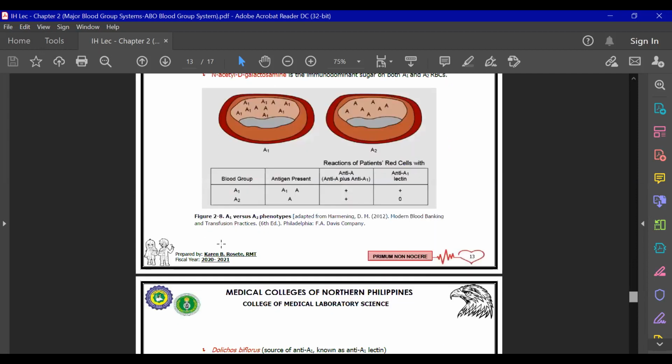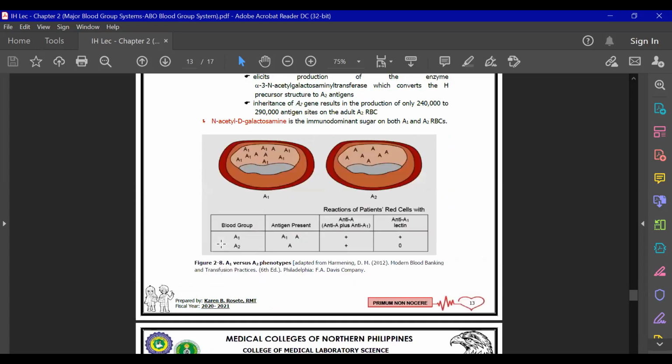So we have here the difference of your phenotype A1 and your A2. For your phenotype A1, what antigens are present on the red cells? We have both your A and your A1 antigens. But for your A2 phenotype, we have your A antigen only.